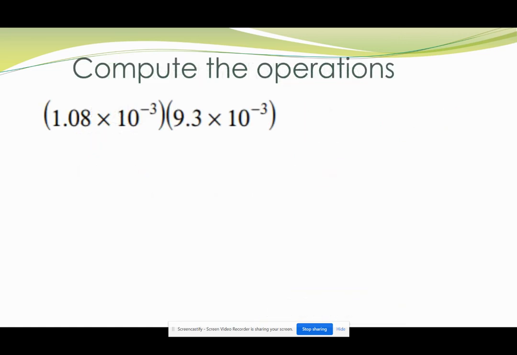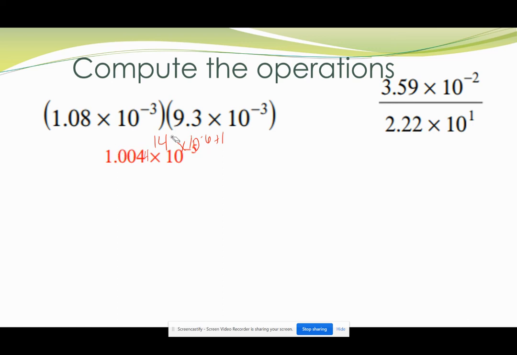Now let's do one like this. We're going to do 1.08 times 9.3, which gives me 10.044. Negative 3 plus negative 3 is negative 6. Once again, need to move it over. So we add 1, and we get 1.004 times 10 to the negative 5th. Then you should put another 4 at the end, just to be proper.